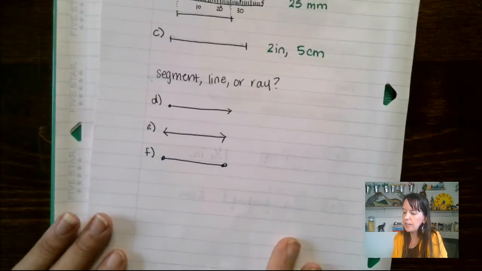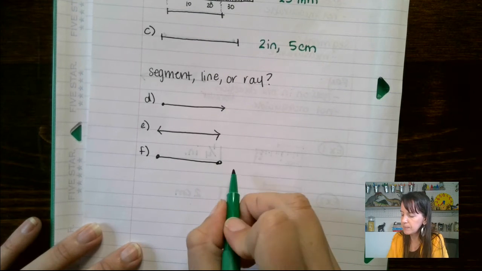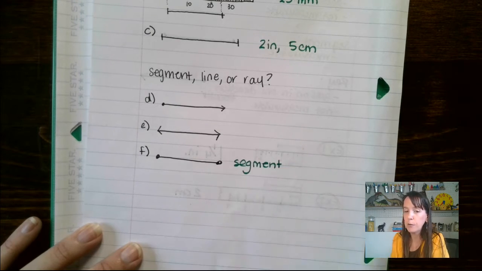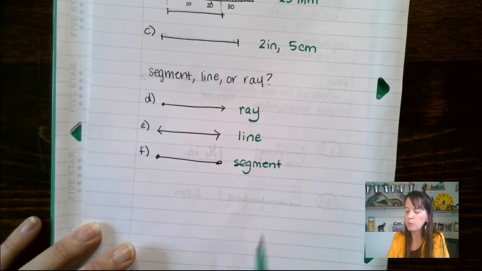Okay, segment, line, ray. Remember, the segment is the only thing that you can measure. Right here, segment. A line goes on forever in both directions, and a ray has a stopping point, or a starting point. I always call it a stopping point. I don't know why.